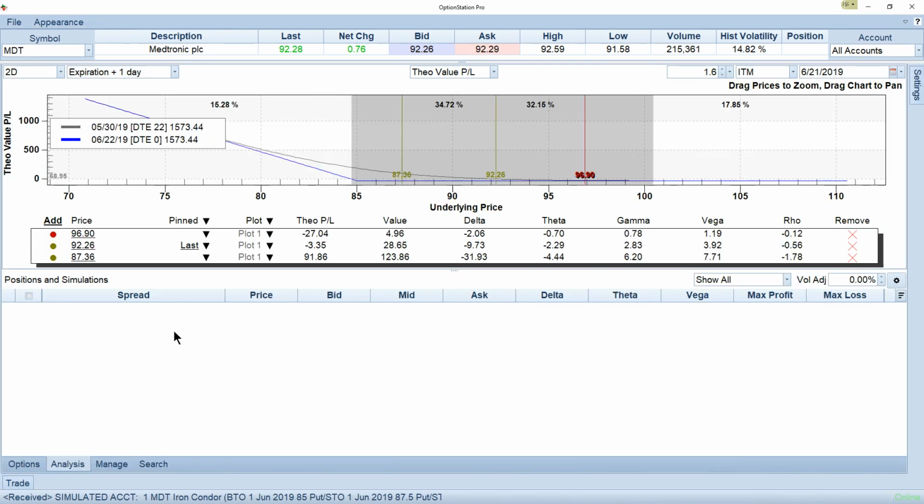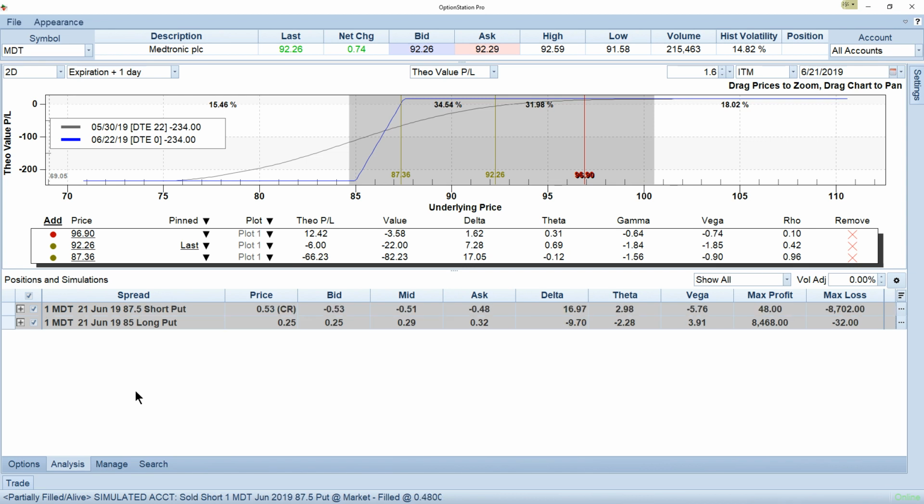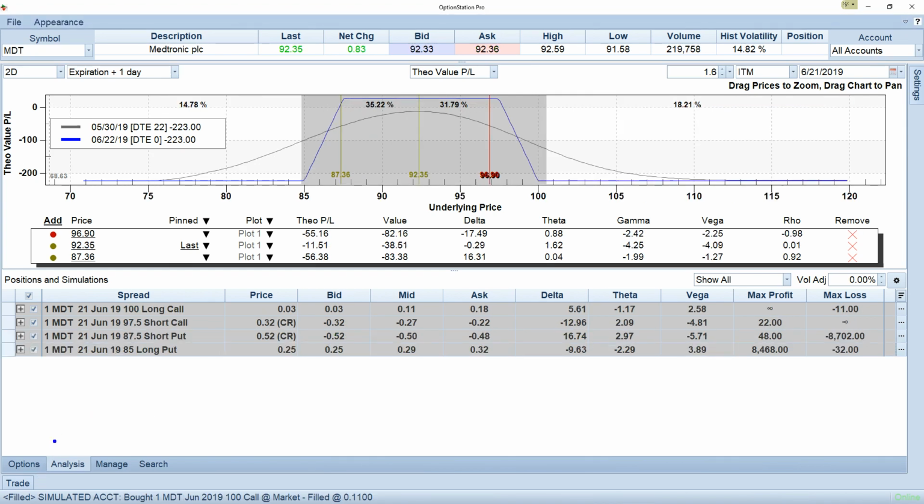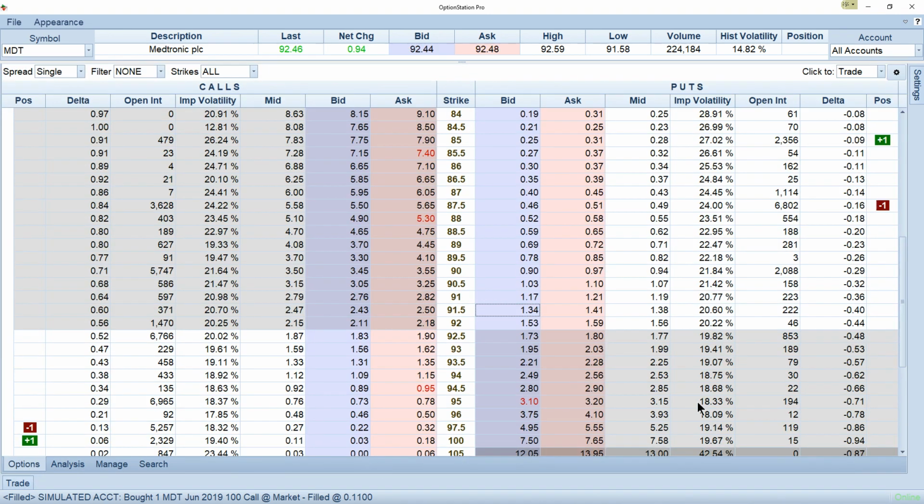So the order has been placed, and as you can see below, I am currently partially filled. And now I am filled. So that's it, I have the condor running in my account. So we have a trade here, my friends, with MDT. That was a non-directional trade.